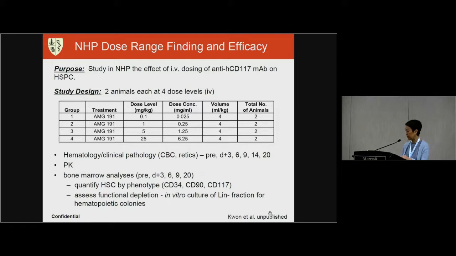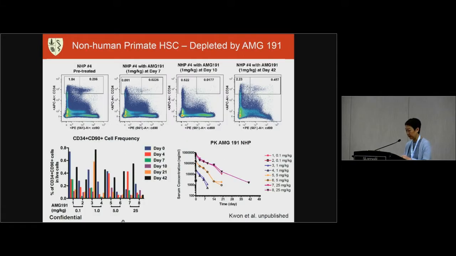if we also had functional depletion. Okay, and this is a slide which compresses our monkey data, but I show the raw data because I think this was some of the best data that I'd seen in a very, very long time. I was overjoyed. So what we did was, this is looking at the FACS plots of the CD34 cells in the monkey, a representative monkey. So this is pre-infusion of the antibody, and the CD34 cells you can see here. So these are the stem cells.